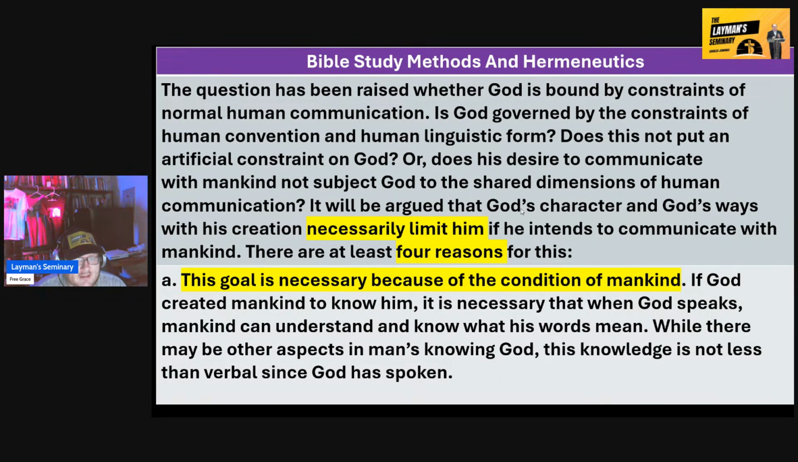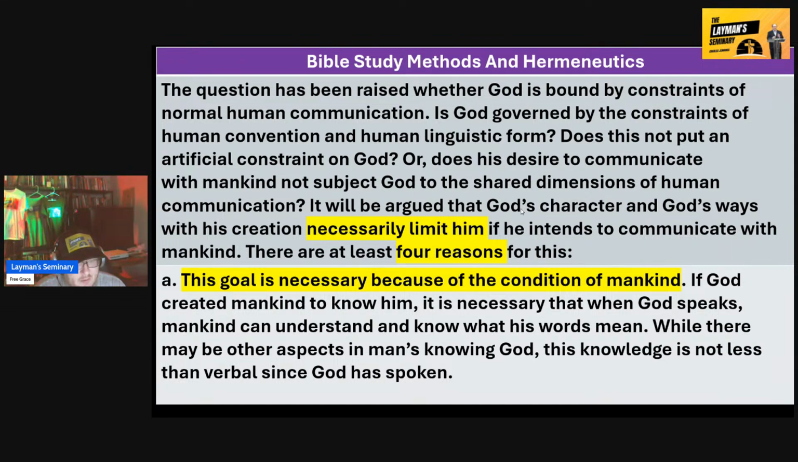It will be argued that God's character and God's way with his creation necessarily limit him if he intends to communicate with mankind. There are at least 4 reasons for this. The goal is necessary because of the condition of mankind. If God created mankind to know him, it is necessary that when God speaks, mankind can understand and know what his words mean.